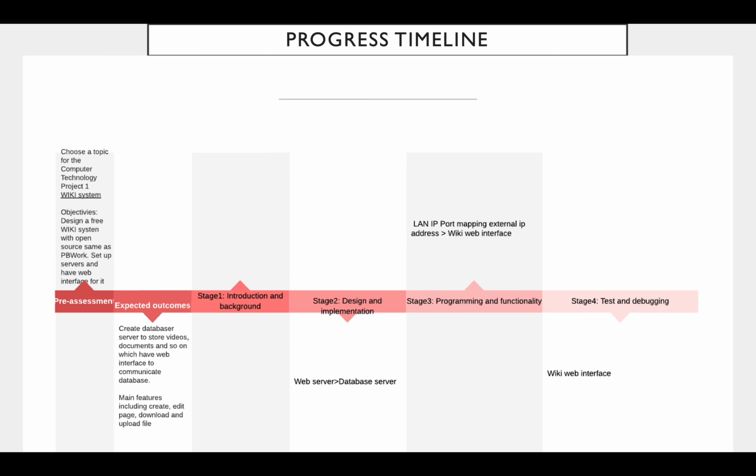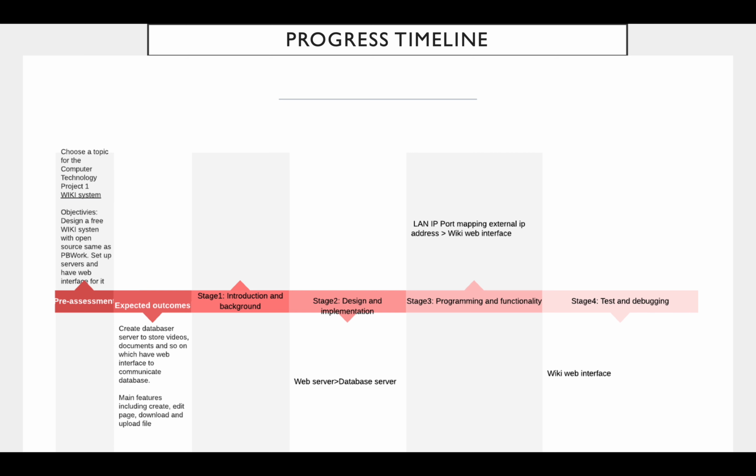And this is my progress timeline. First of all, I chose the topic for the CTP, which is a wiki system, and the objective is to design a free wiki system which is open source, set up a server, and have a web interface for it. The expected outcome is to create a database server to store the video, documents, and so on, with a web interface to communicate with the database.